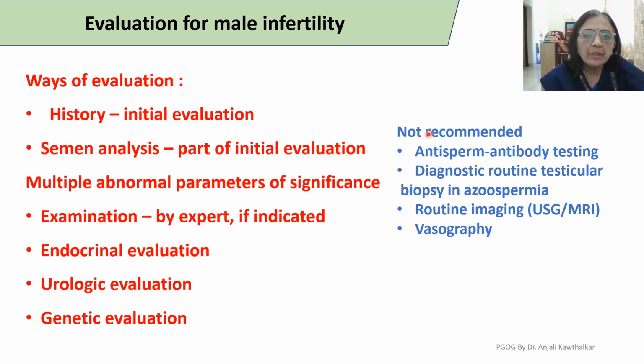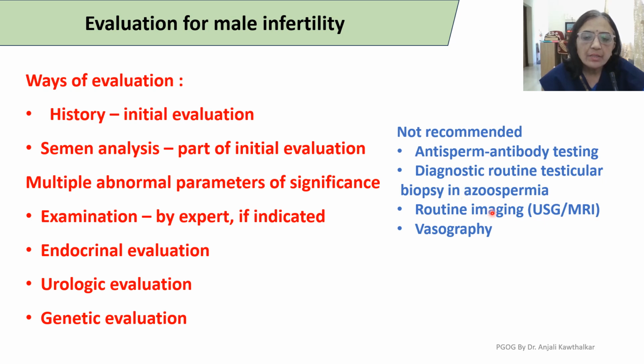What is not recommended is anti-sperm antibody testing as a routine, as it has a doubtful role in the development of male infertility. Diagnostic routine testicular biopsy in cases of azoospermia is absolutely not indicated, because we have better ways of differentiating the cause of azoospermia, whether it is obstructive or non-obstructive type. So routine testicular biopsy is to be avoided.